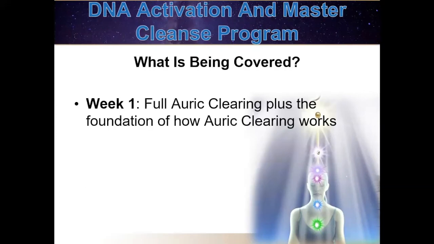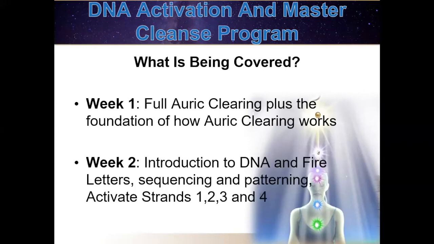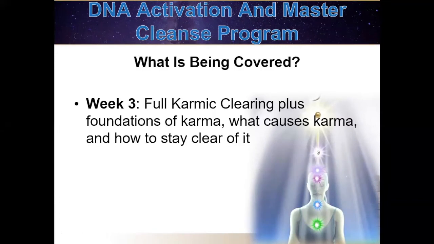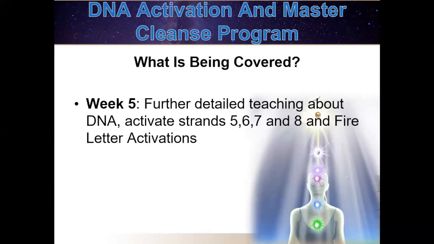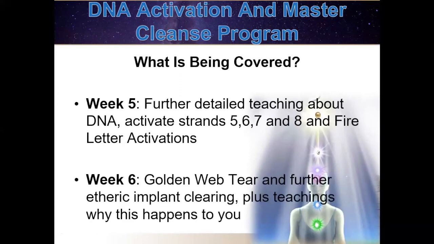So what's been covered? The first week, it'll be a full auric clearing plus the foundation of how auric clearing works. Second week, it'll be introduction to DNA and fire letters, sequencing and patterning, activate strands 1, 2, 3, and 4. And the third week will be a full karmic clearing plus foundations of karma, what causes karma and how to stay clear of it. Fourth week will be a full justice clearing plus foundations of how it works, how they came about historically. Fifth week will be a further detailed teaching about DNA, activate strands 5, 6, 7, and 8 and fire letter activations. The sixth week will be a golden web tear and further etheric implant clearing plus teachings why this happens to you.